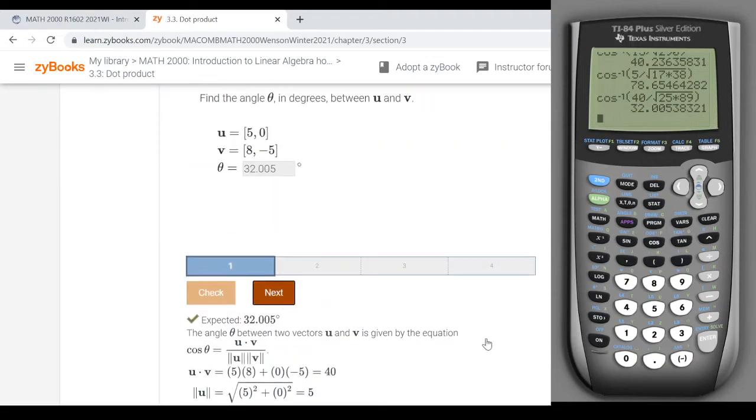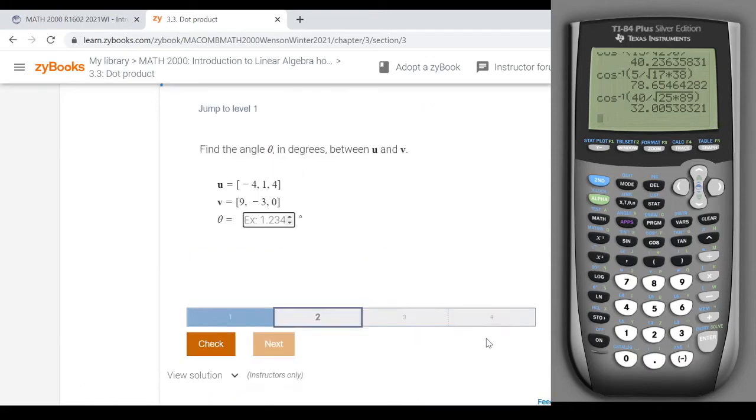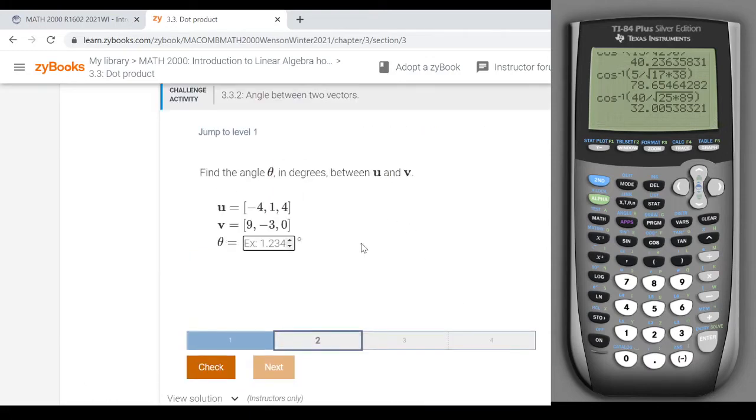And there are 4 of these. I don't know if every single one of them is finding an angle. Looks like this one is as well. And so again, I'll leave this one to you. And again, pay attention. They want three decimal places. All right, so nearest thousandth of a degree. And make sure your calculator is in degree mode.